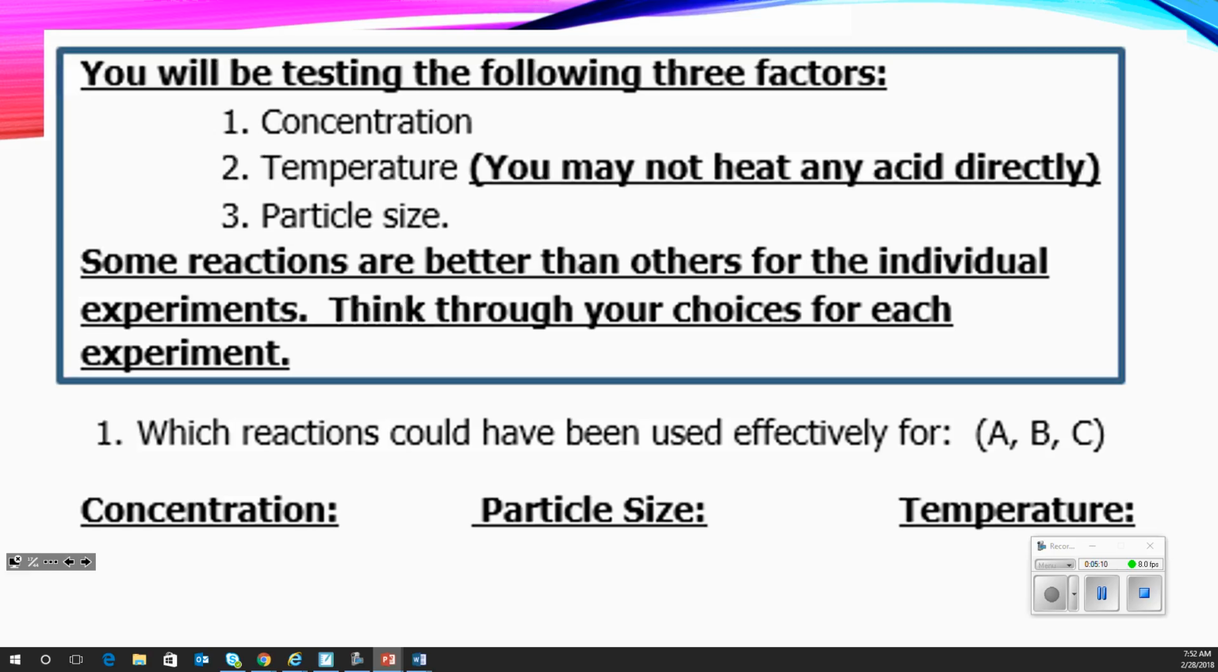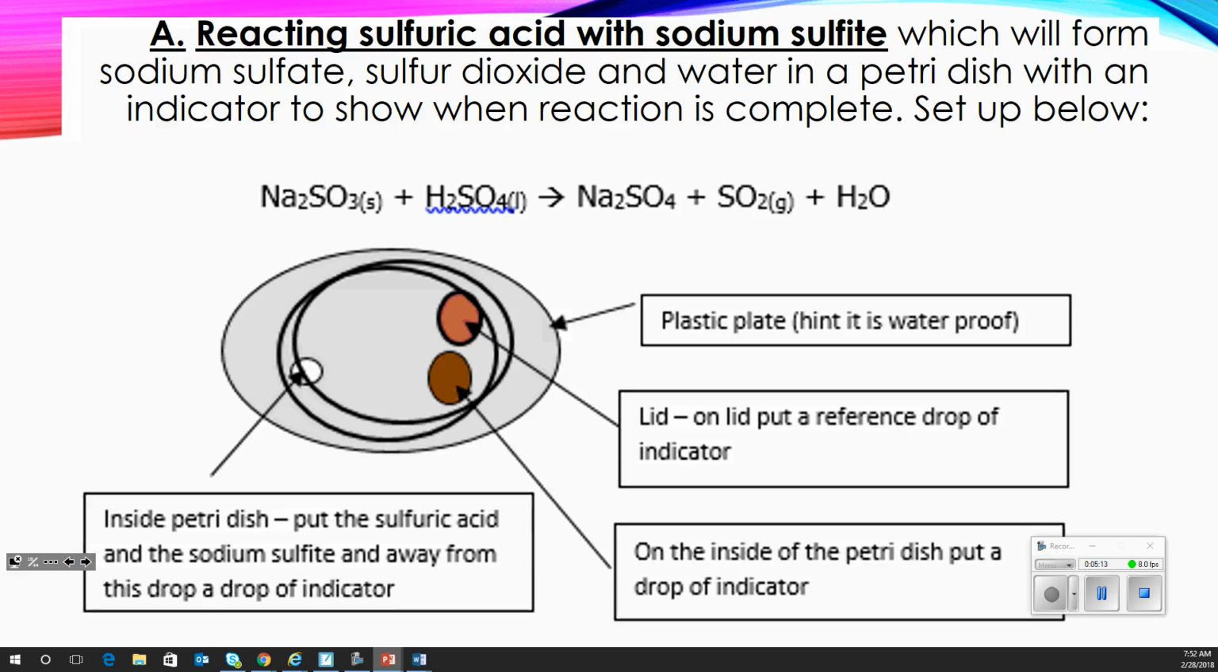Okay. All right. So the first one I'm going to show you is about reacting sulfuric acid and sodium sulfite. We're going to do that in a Petri dish. That's my best drawing of a Petri dish, and it's on a plastic plate. When those two react, they actually produce sulfur dioxide. And we're going to put an indicator in there that will change colors when the sulfur dioxide is produced. Okay? So this is the reaction. Nice thing is, for two of them, I gave you the reaction. So when it asks for the reaction, you just have to write it in. Okay?